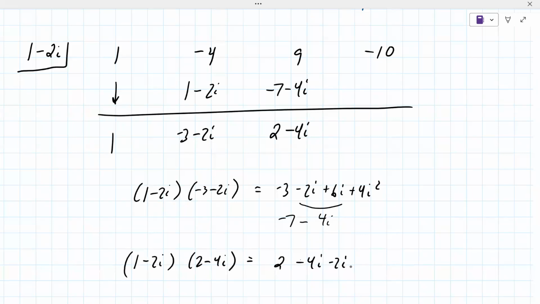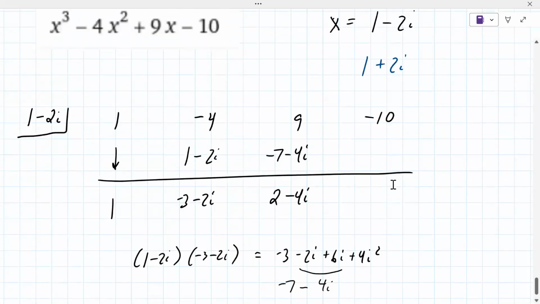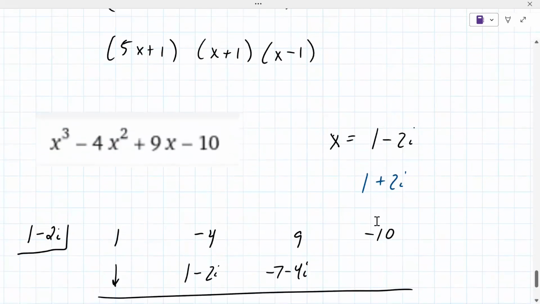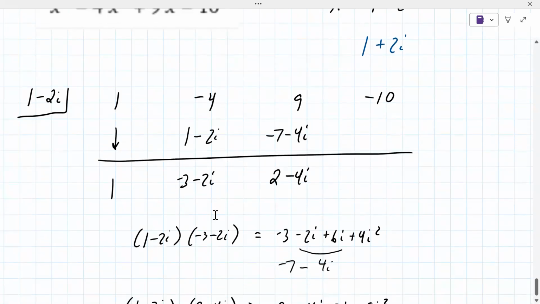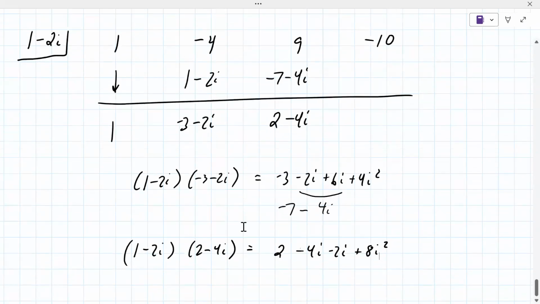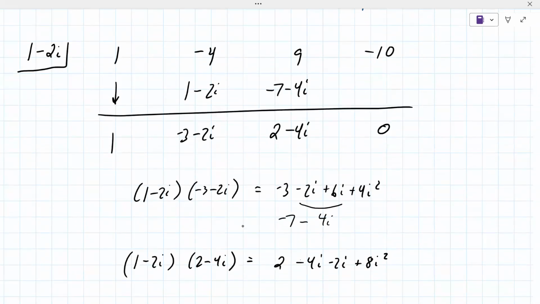2 minus 4i minus 2i. Why isn't this going to work? Wouldn't that be plus 8i squared? Yeah, but it's supposed to go to 0 here. Did I not write the coefficients right? 1, -4, 9, -10. All right, 1 minus 2i. -3 minus 2i. So I don't know, I'm fumbling around here. It's supposed to give you 0 at the end. I don't see that happening.